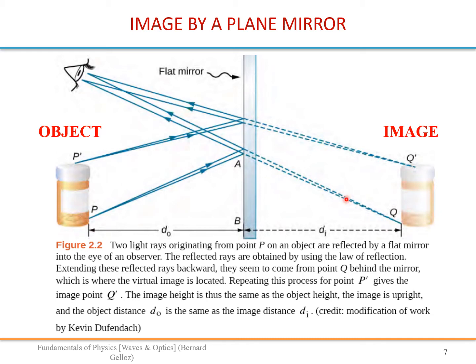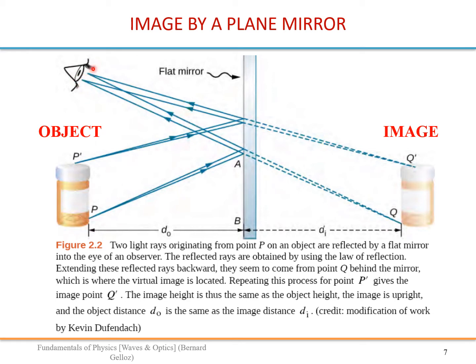So how do we find this image? Let's take one particular point of that object, let's say P. Let's say P emits rays in all directions, but only a selected number will intersect your eye, and this defines the object.